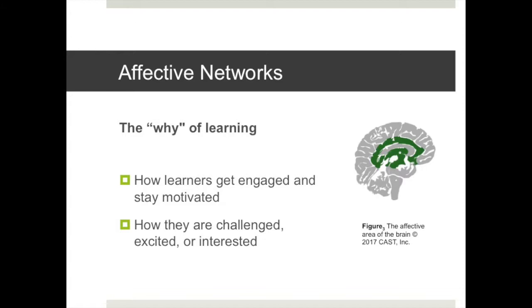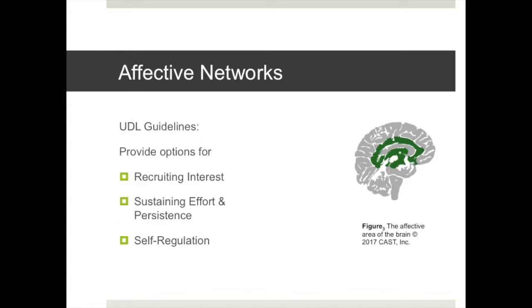In reality, there is not one means of engagement that will be optimal for all learners in all contexts. Providing multiple options for engagement is essential. Affective Networks UDL Guidelines. Provide options for recruiting interests, spark excitement and curiosity for learning, sustaining effort and persistence, tackle challenges with focus and determination, self-regulation, harness the power of emotions and motivation in learning.